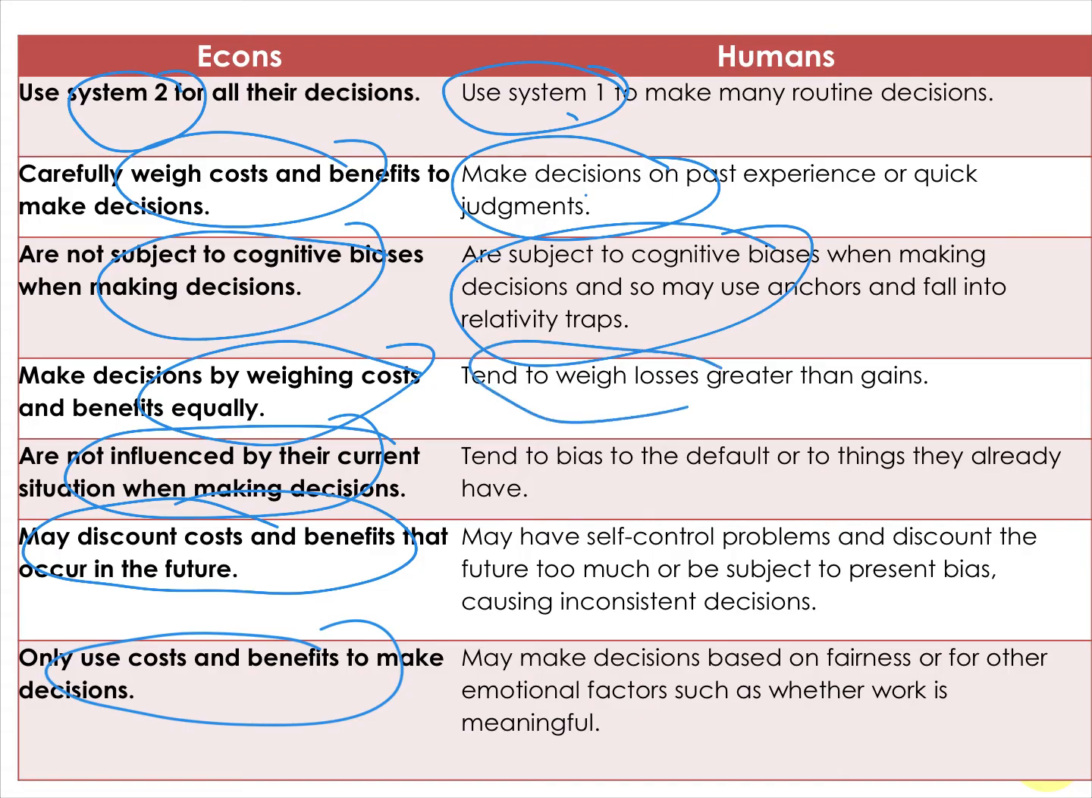We tend to weigh losses greater than gains. So depending on the direction of the gain or loss, it matters if it's a plus or a minus. And just to be clear, if we are econs, if we are perfectly rational, it wouldn't depend which direction the plus or the minus was going. The gain or loss should still be the same weight. And we tend to bias to the default. So whatever we currently have, that tends to be a real heavy anchor for us.